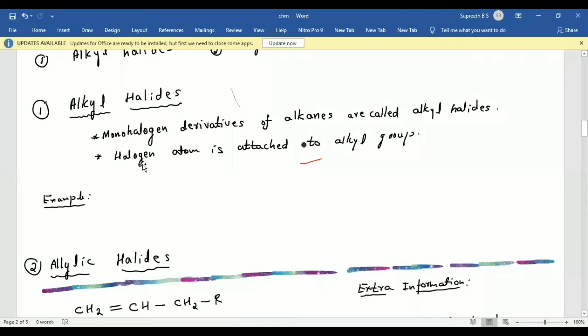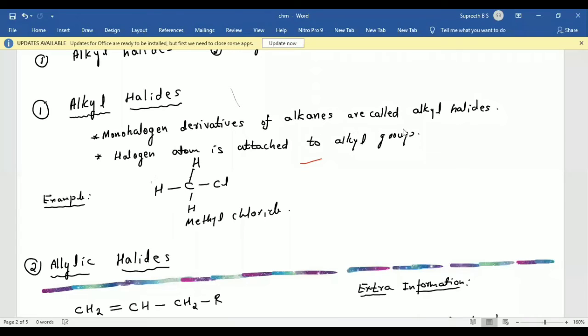That halogen atom is attached to alkyl groups. So take an example. This one is methane, CH4. I'll replace one of the hydrogen atoms with a chlorine atom. Now this one is methyl chloride, or chloromethane.